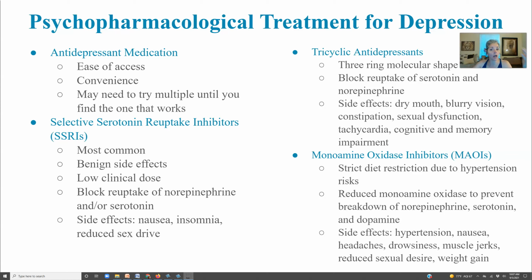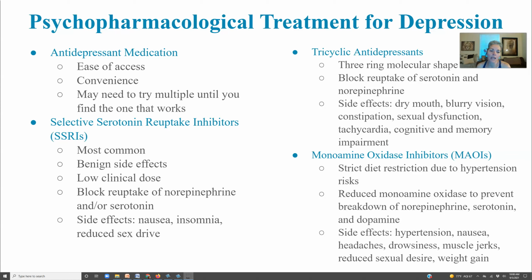SSRIs are the most common, so they often try those first. But if they don't work, don't give up, right? Just try to find a new dosage that might work for you or a new drug that might work for you. So keeping logs and communicating with a therapist or the psychiatrist or the doctor that's managing the medication is really important.